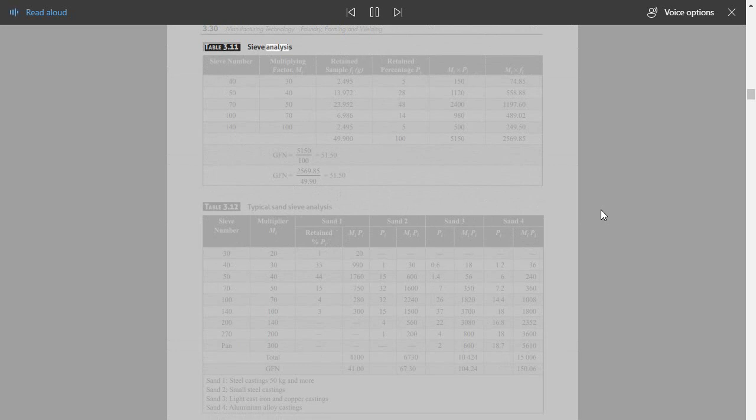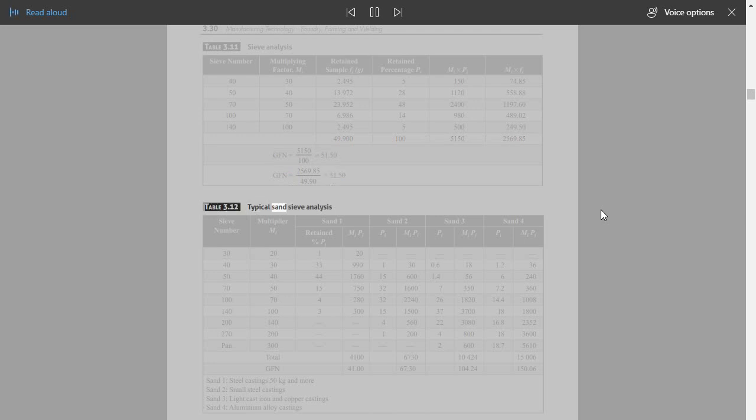Table 3.11 Sieve analysis. Sieve number, multiplying factor, retained percentage. GFN equals 2,569.85 divided by 49.90, which equals 51.50.